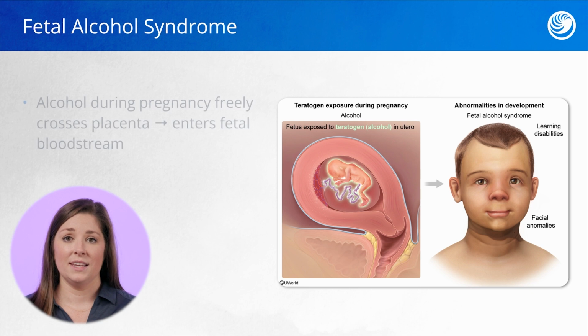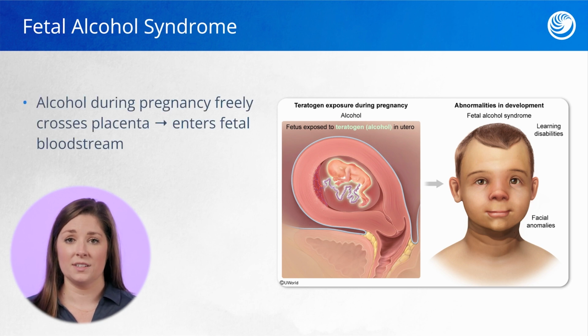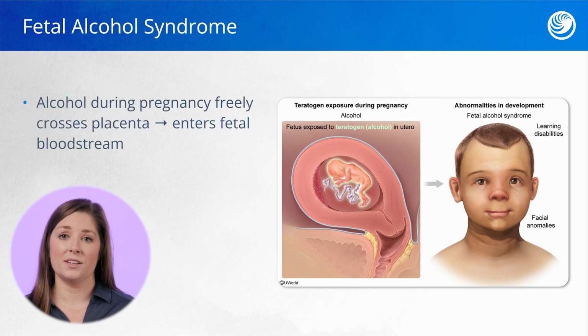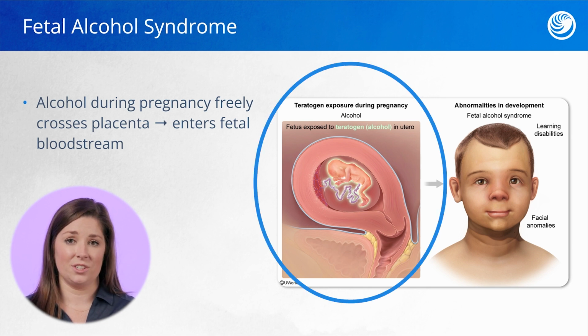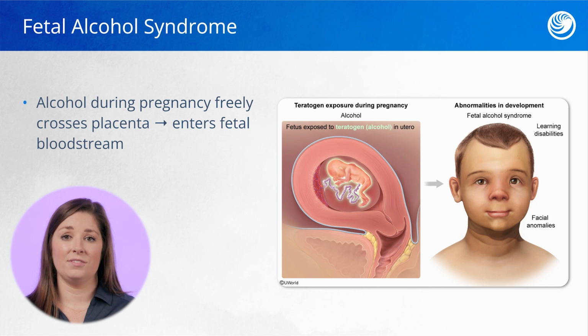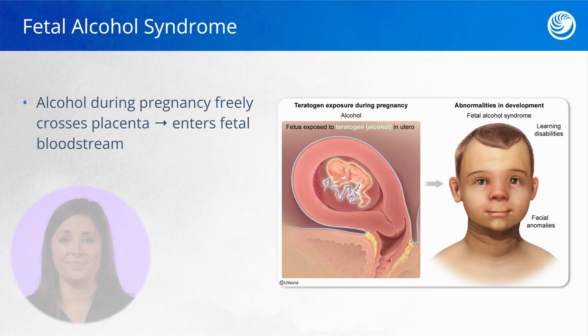As we know, any type of oxygen or nutrients that the mother intakes will pass through the placenta into the fetal bloodstream. As you can see in our illustration to the right, the alcohol freely passes through the placenta and the fetus is then exposed to alcohol.